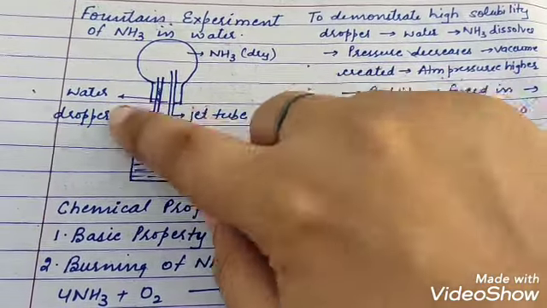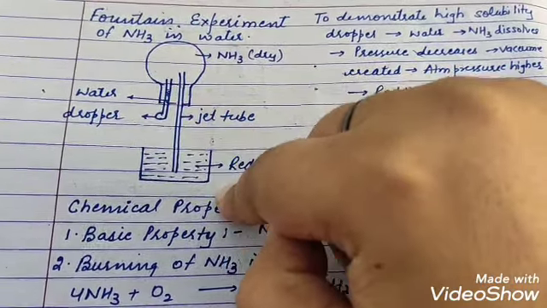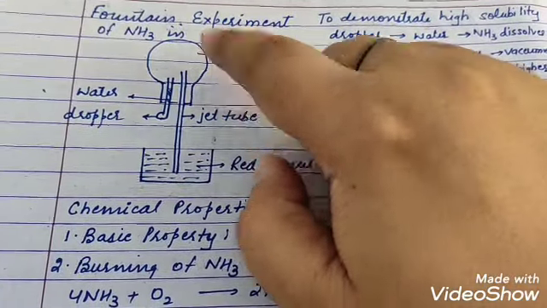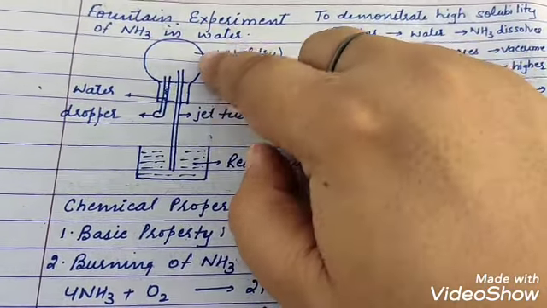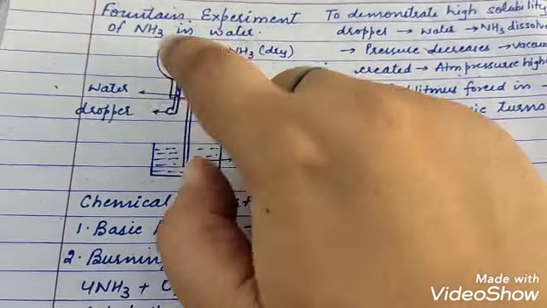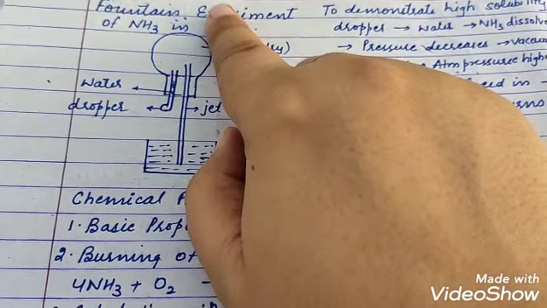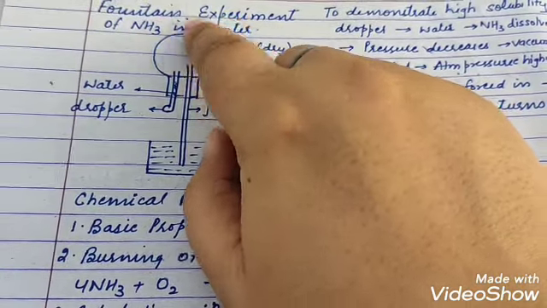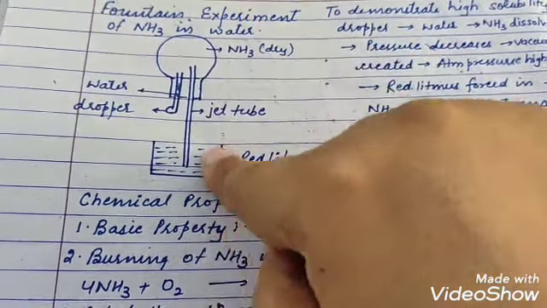From here, atmospheric pressure is acting on the red litmus. Atmospheric pressure is more, inside pressure is less. To equalize this pressure, the red litmus is forced in. When it is forced in, it will form a fountain, because the pressure inside is less and the pressure outside is more.